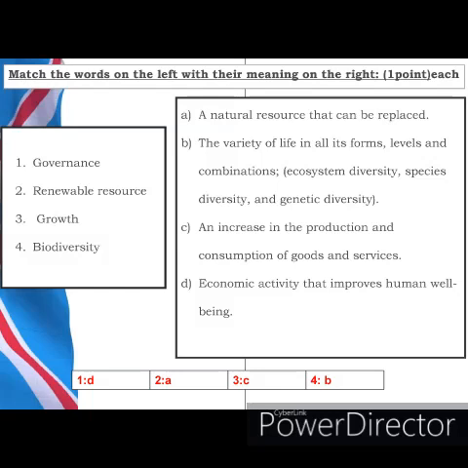So with any word, always work your mind and look for the keywords that can drive you immediately to the right answer. Last one, it's biodiversity. Biodiversity goes with the B. We say diversity, it's variety. The definition starts with the variety of life in all its forms, levels and combinations, ecosystem diversity, species diversity and genetic diversity.